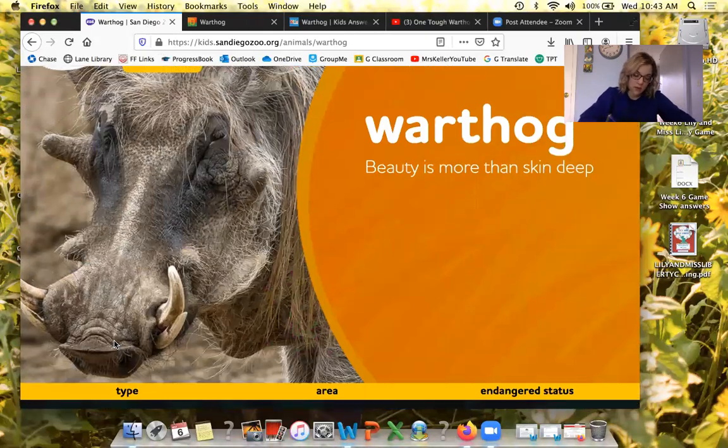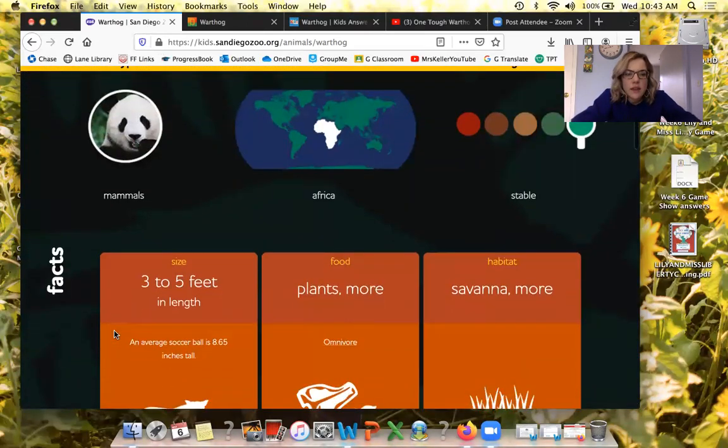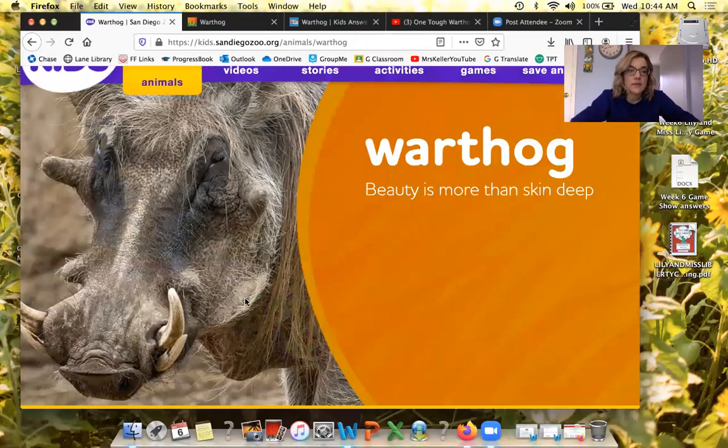So what does the animal look like? Feet similar to a pig's. I might mention that they're kind of small, or kind of short. Okay, so that describes what they look like.